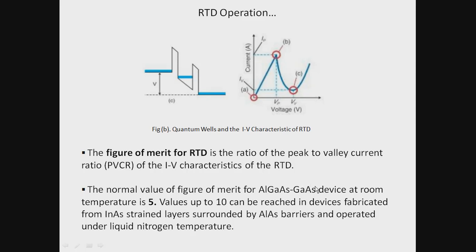That figure of merit for the aluminum gallium arsenide device will be almost equal to 5, and this value can be up to 10 for devices fabricated in indium arsenide strained layers surrounded by aluminum arsenide barriers and operated under liquid nitrogen temperature. So the figure of merit can be increased further, to more than 5, and it may come up to 10 for heterostructures fabricated with indium arsenide surrounded by aluminum arsenide barriers, operated under liquid nitrogen temperature.